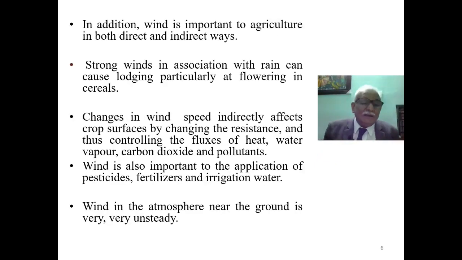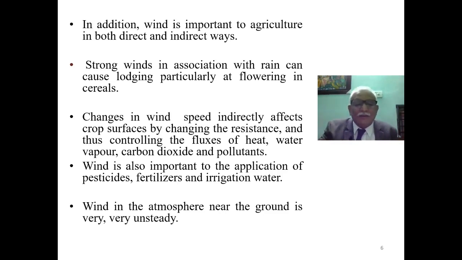Now, in addition, wind is important to agriculture in both direct and indirect ways. Several times I told you, strong winds in association with rain can cause lodging, particularly at flowering in this area. It causes an enormous amount of loss. Changes in wind speed indirectly affect crop surfaces by changing the resistance and thus controlling the fluxes of heat, water vapor, carbon dioxide, and pollutants. Wind is also important to the application of pesticides, fertilizers, and irrigation water. By knowing the direction of the wind, we go for application of pesticides, fertilizers, and irrigation water.